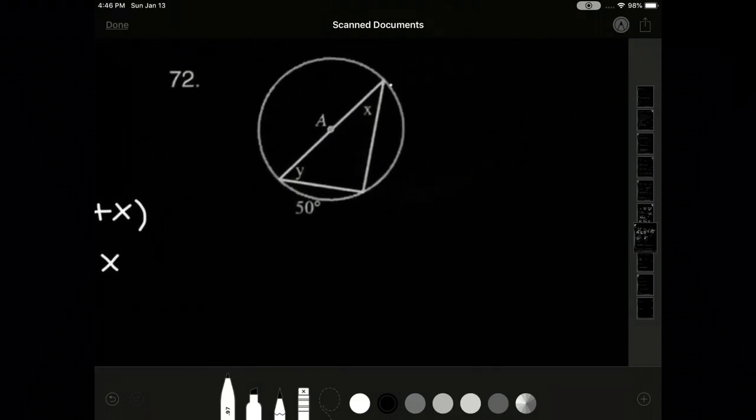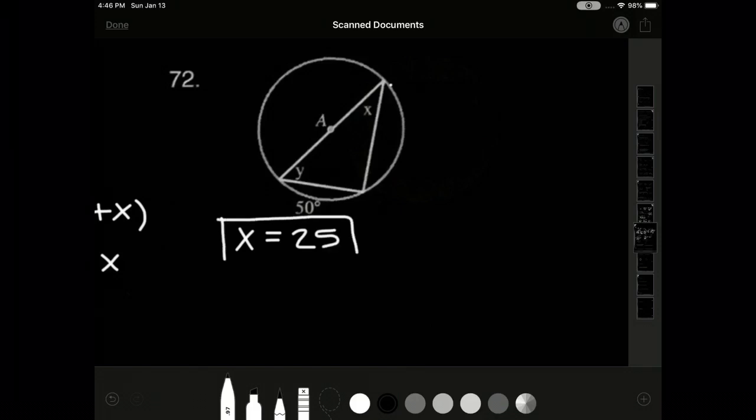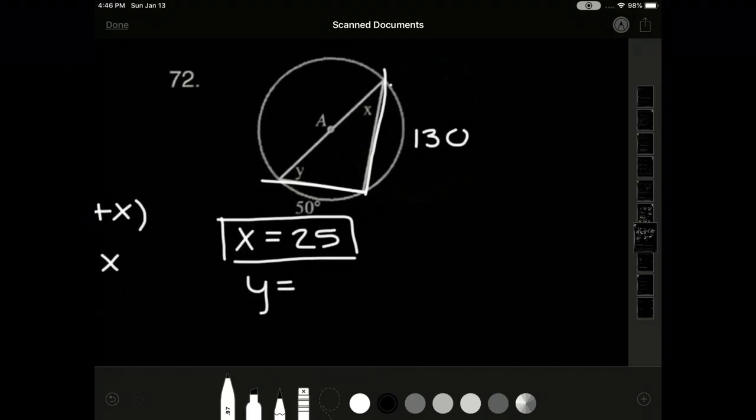For 72, x is intercepting that 50-degree arc, which means that when we divide by 2, x equals 25. And now we're also intercepting a semicircle, which means that entire measure on the right-hand side should be 180, and we have a 50-degree measure already taken, so that gives us 130. And since y intercepts the 130, we can take 130 divided by 2, and we get 65.